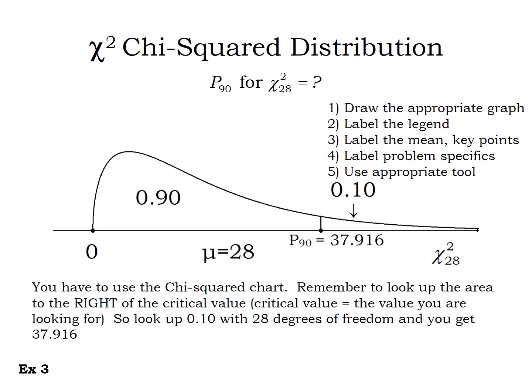Important to remember that on the chi-squared chart, the way it's designed, you have to look up the area to the right of the critical value. Again, remember, the critical value is just the term we use for the value, the t-score, the chi-squared score, the z-score that we're looking for, okay, that fits our situation. So when I look at this graph, I'm looking for the 90th percentile. The area to the right of that needs to be 0.10. And so when we look up 0.10, drop down to 28 degrees of freedom, we're going to find 37.916.